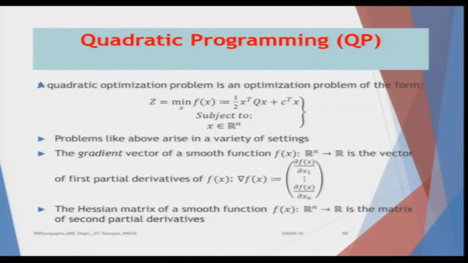So, this was basically the setup. You had the quadratic component part and the scalar part. Problems like the above arise in a variety of settings, and I have given the example. Now, the gradient vector, that is dy/dx, of a smooth function, when you have n such decision variables, trying to find f of x, where x is a vector, and basically taking the functional form and mapping it into a scalar point.